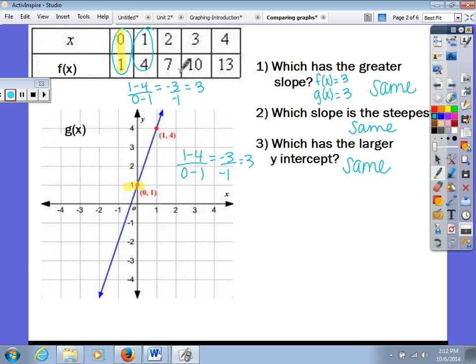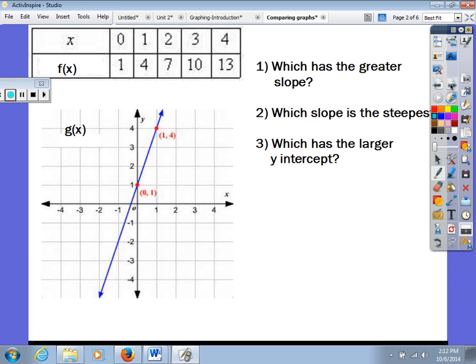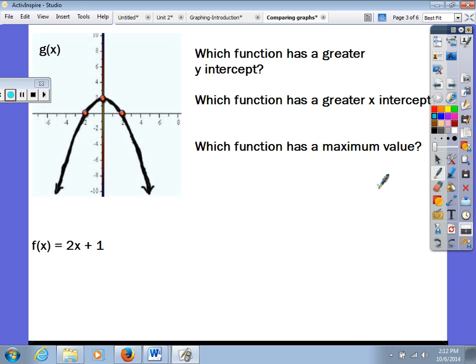Here I have the line in a chart. Here I have the line on a graph. Can't sneak anything past y'all. Any questions? All right, let's go ahead and move on. And I'm going to let you copy this one too.